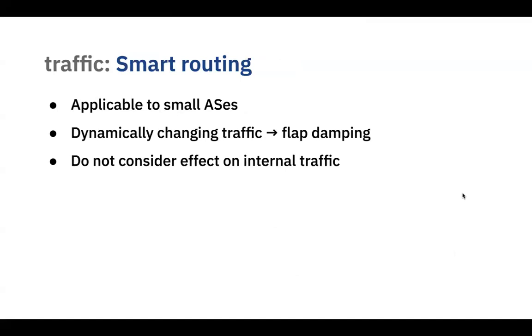Something quickly about smart routing. It's only applicable to small ASs. It is something where we can dynamically change the routes based on the changing traffic. But doing this too often leads to flap damping, which Max will explain later. And this also does not consider the effect on internal traffic.